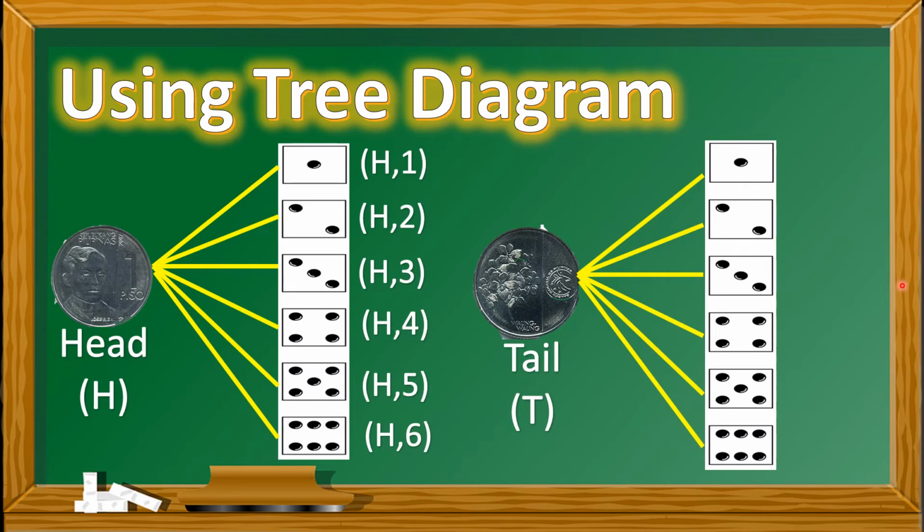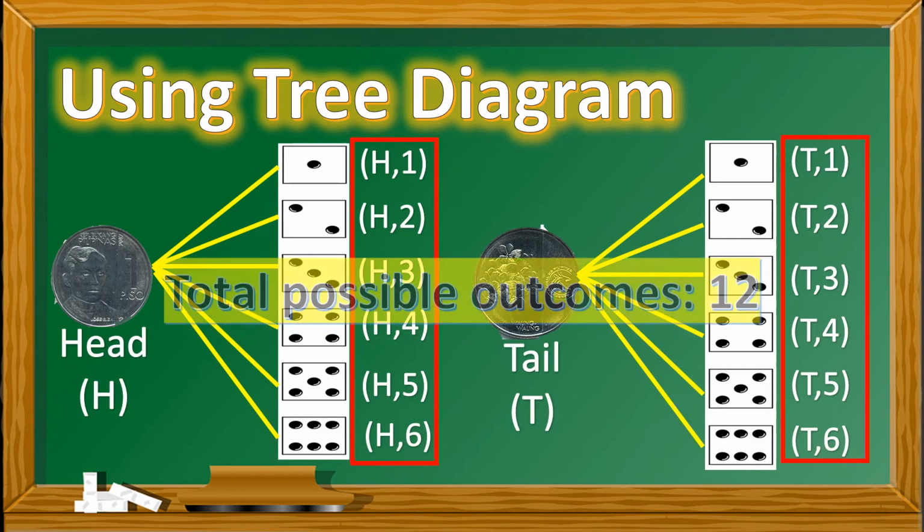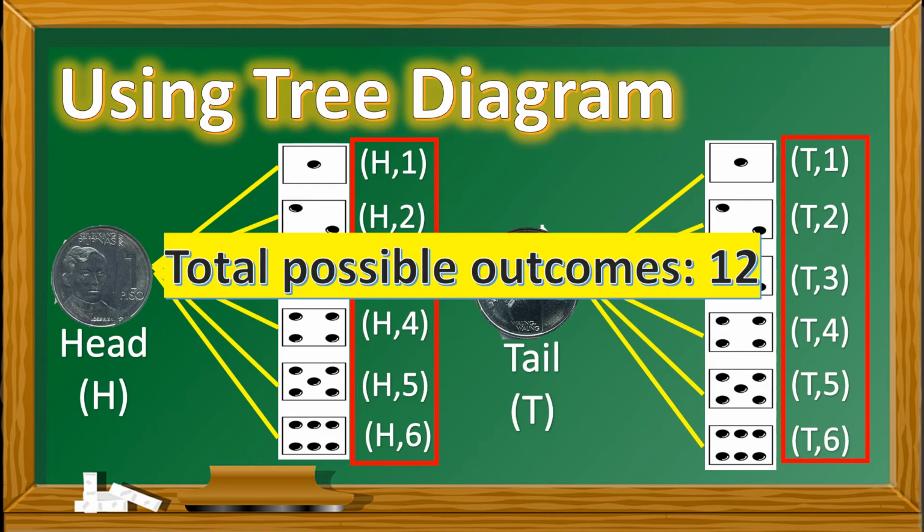For the tail, it's the same. Tail, and then this one will be T1, tail, and then 2 dots, T2, tail, and 3 dots, T3, tail, and 4 dots, T4, tail, and 5 dots, we have T5, tail, and 6 dots, we have T6. So, for you to be able to know the number of possible outcomes, just simply count the fruit of the tree. So, we have 1, 2, 3, 4, 5, 6, 7, 8, 9, 10, 11, 12. Okay, so therefore, we have 12 possible outcomes.